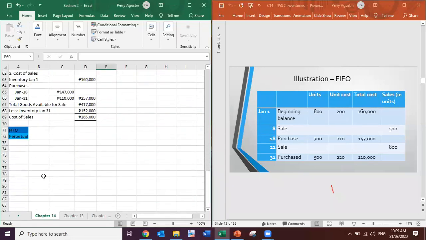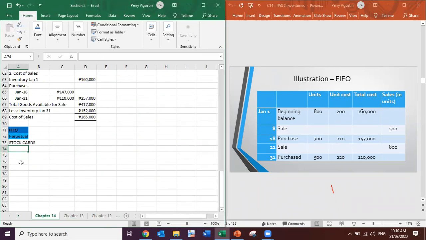All right. So under our perpetual, let's try that one. Under perpetual method, it's just kind of the same, but important for you to know, we are going to maintain stock cards. So what you're going to see right now is how to prepare a stock card, okay? I'm just going to make a format and then I hope that you would be able to follow through. So we have our date here. I'm just going to copy the information from this table to our Excel.